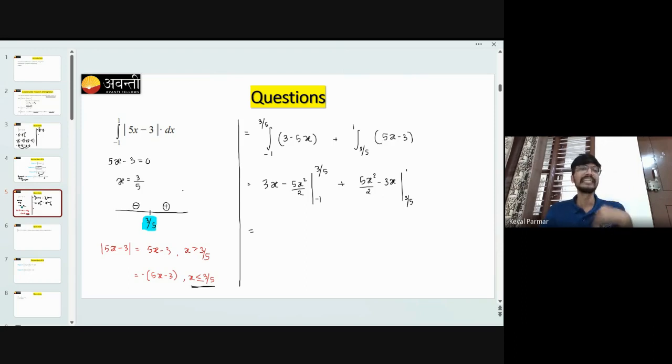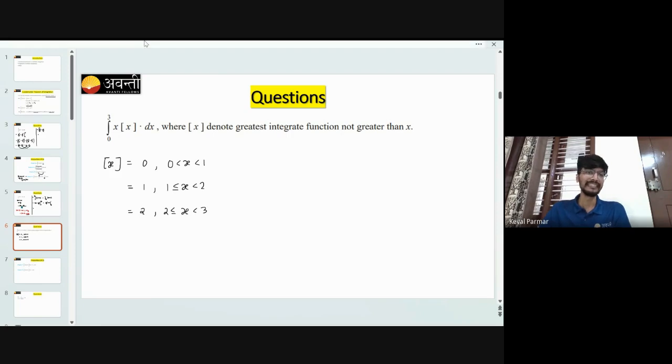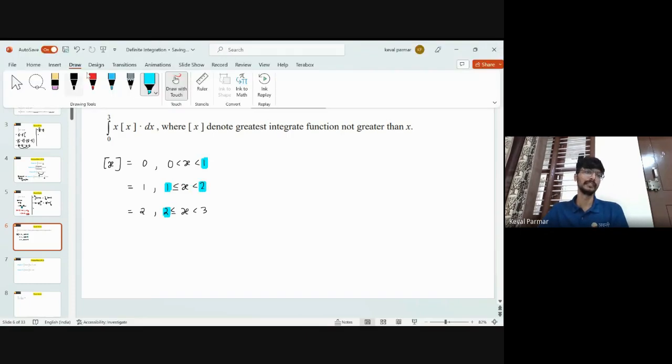Now, we saw the mod function. Let's look at the step function. So next is the integration from 0 to 3 of x into step of x dx. The step of x is the greatest integer function, right? So here x is from 0 to 3. Step of x is a non-uniformly defined function. So what is the value of step of x? It is 0 when x is between 0 and 1. It is 1 when x is between 1 and 2. It is 2 when x is between 2 and 3. So where do I need to split the limits? I need to split the limits at 1 and 2.